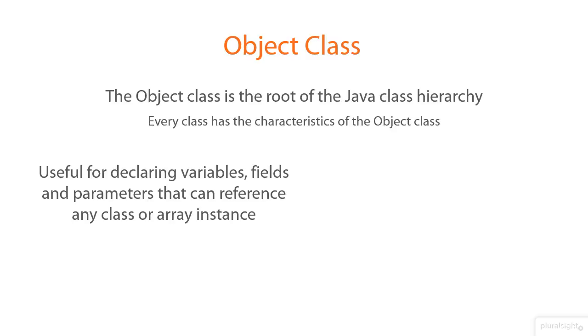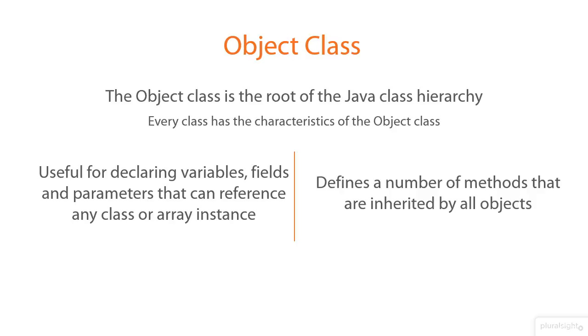So it can be variables, fields, parameters. And because arrays are classes, an Object can even point to arrays. So it's really kind of a universal reference type. But it's more than that. The Object class actually has methods defined on it, so there are specific characteristics and capabilities that are common to all classes.